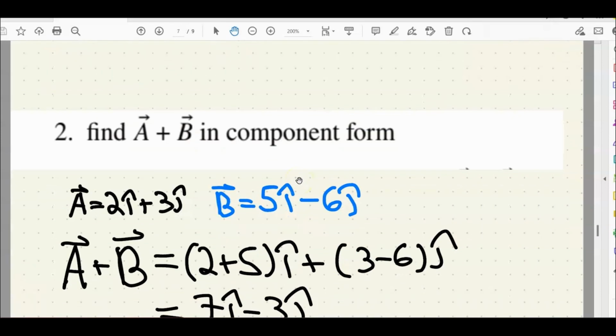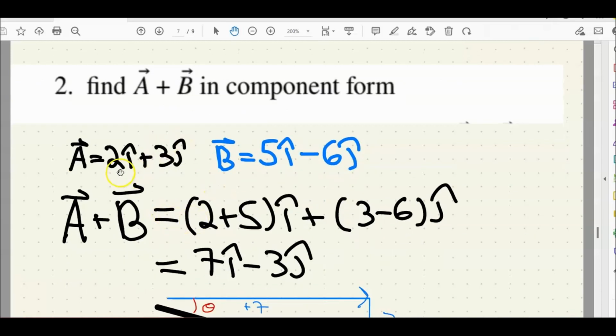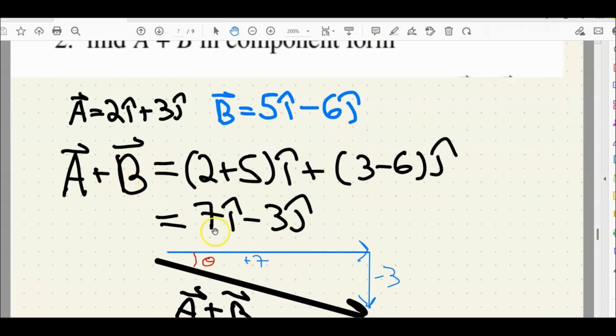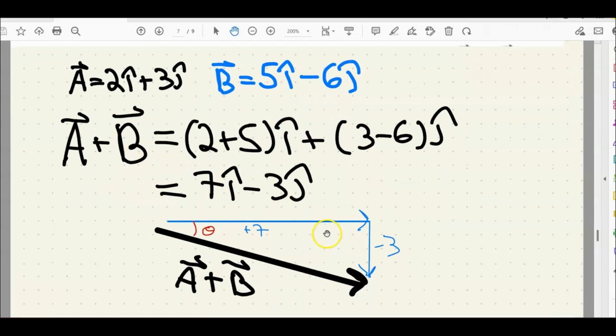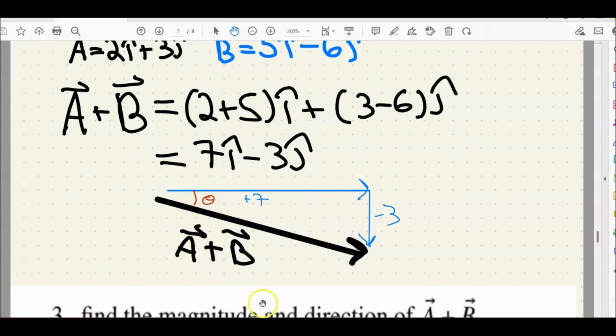Part 2, find a plus b in component form. A is 2i hat plus 3j hat, b is 5i hat minus 6j hat. To add up vectors in component form, you add the x component to the x component and the y component to the y component. So this gives (2 plus 5)i hat plus (3 minus 6)j hat, and the vector a plus b is 7i hat minus 3j hat. This is the vector a plus b.